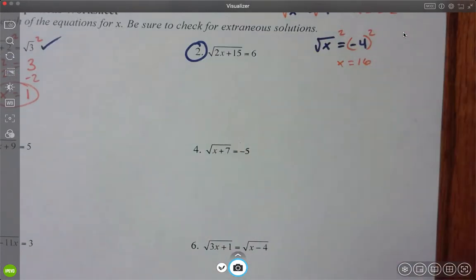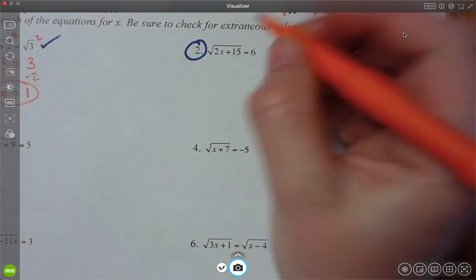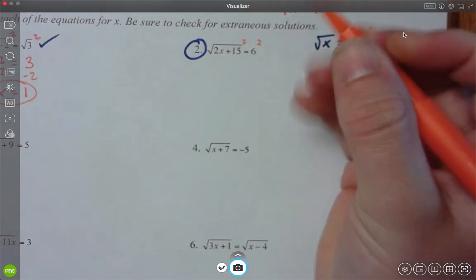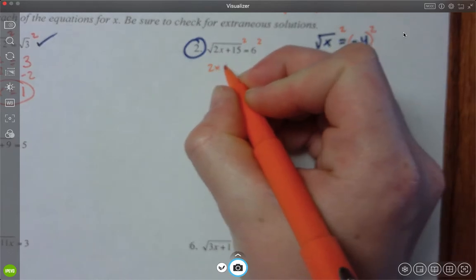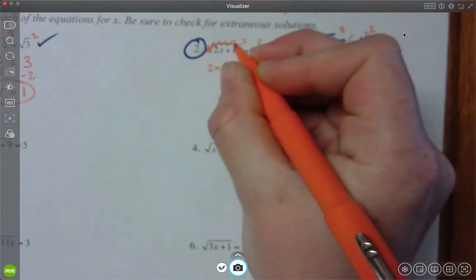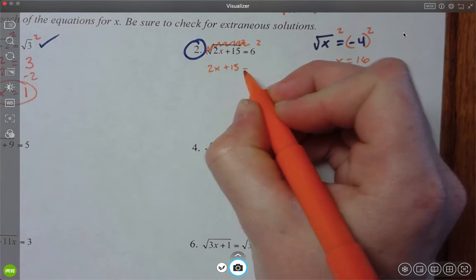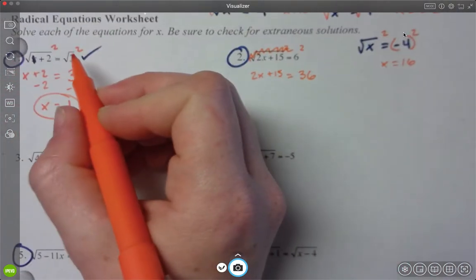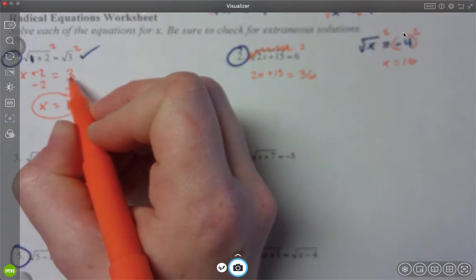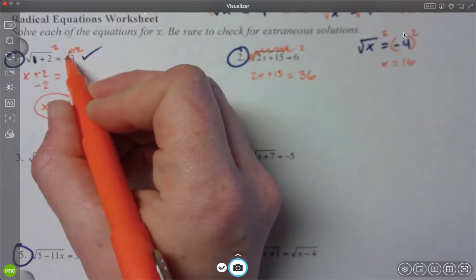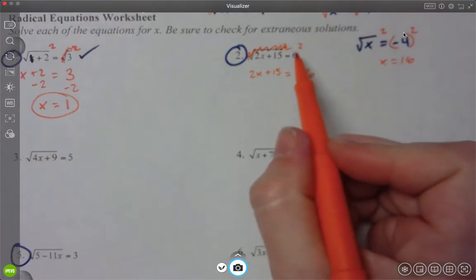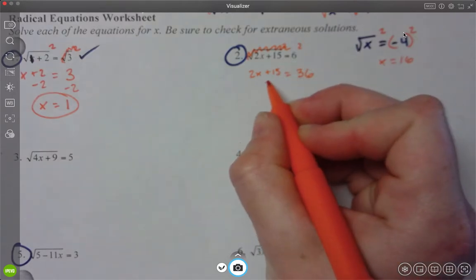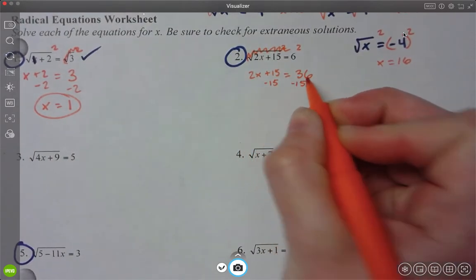Okay, for number 2, I don't have a square root on the other side, but I'm still just going to square both sides. The square root of that squared is going to pop out the 2x plus 15, because those two things cancel each other out. On the right side, I have 6 squared, which is 36. Notice over here, I didn't square the 3 to make it become 9, because I had to get rid of the square root. This one doesn't have a square root, so I actually do have to square that 6. Then I'm going to subtract 15 from both sides.